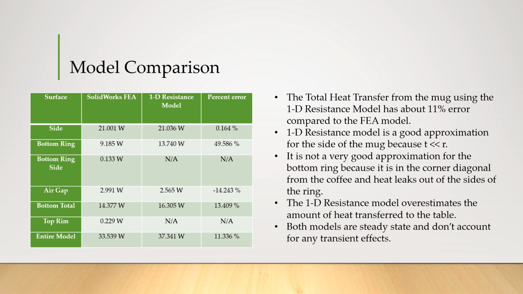The one-dimensional resistance model was a very good approximation of the heat transfer through the side of the mug because the thickness is much smaller than the radius. The approximation was not so good for the ring at the bottom because the ring in this model is all the way at the bottom edge, diagonal from the coffee, and heat will leak out of the sides of the ring. Thus, the 1D resistance model overestimated the heat transferred to the table.